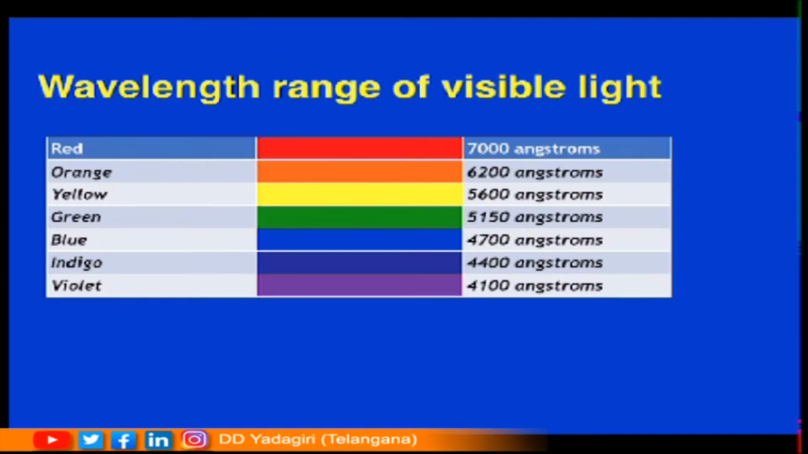So, children, this is our wavelength band, that is visible light. The range of wavelength of visible light is from 4000 angstroms to 7000 angstroms approximately. Near around 7000 angstroms, the light appears red in color. The light waves which have a wavelength of 6200 appear orange, and the light waves of about 5600 angstroms are yellow. For green color the wavelength is 5150 and the wavelength of blue color is 4700. These values are approximate, so there may be some small variation. Indigo has approximately 4400 angstroms and violet has around 4100 angstroms. So, these are the wavelength values of our visible light.